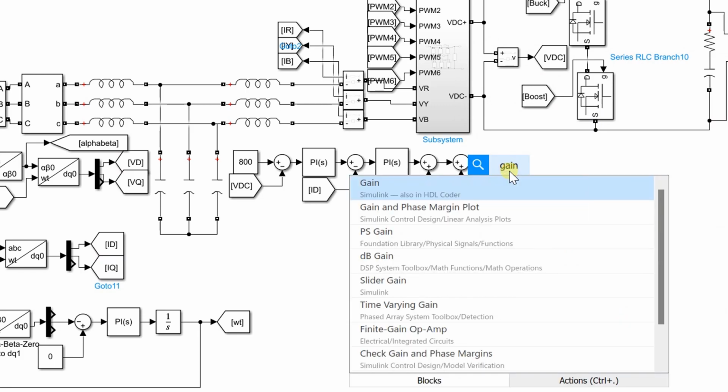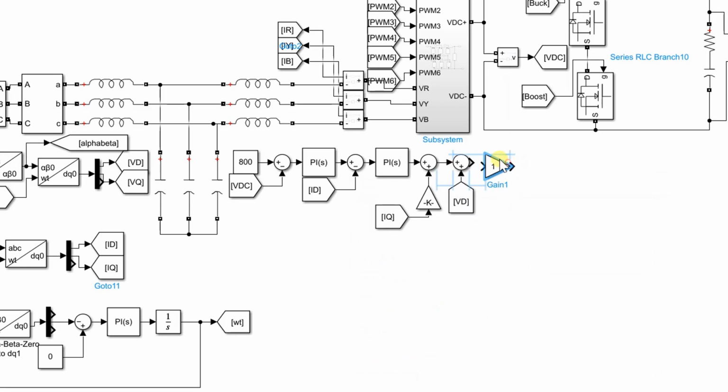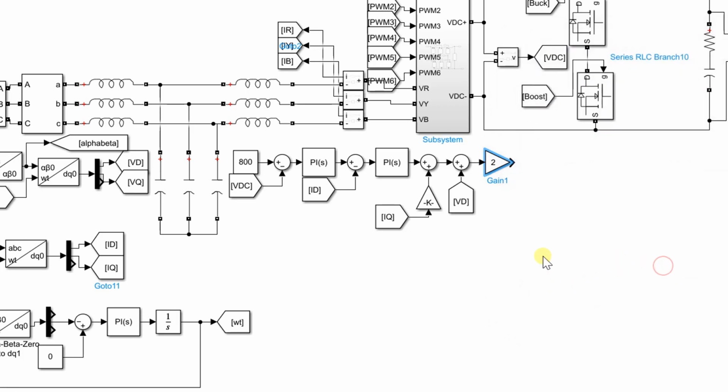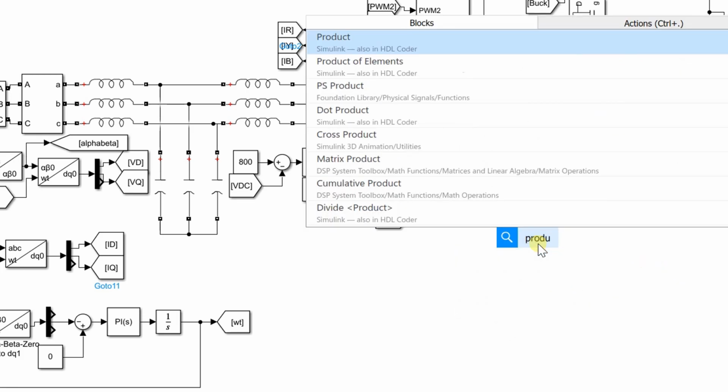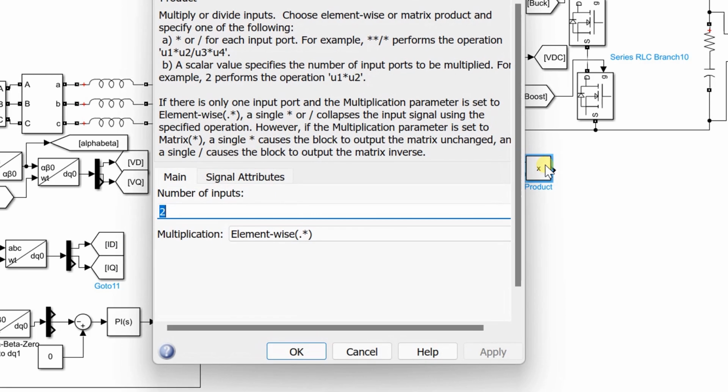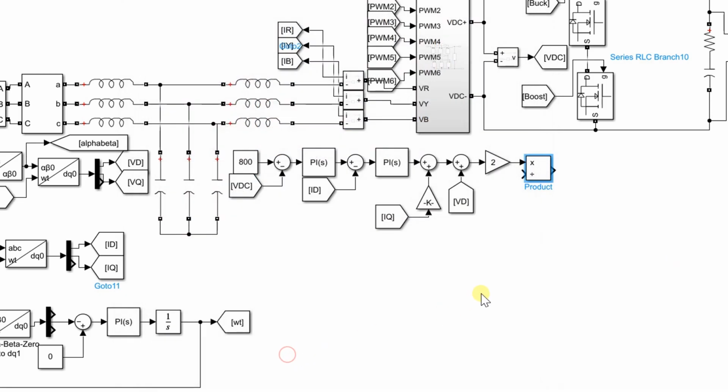Add another gain block. Set the value to. Add a product block. Change the number of inputs. Connect DC voltage to the product block. Now to make Q-axis current controller, copy and paste all these blocks.